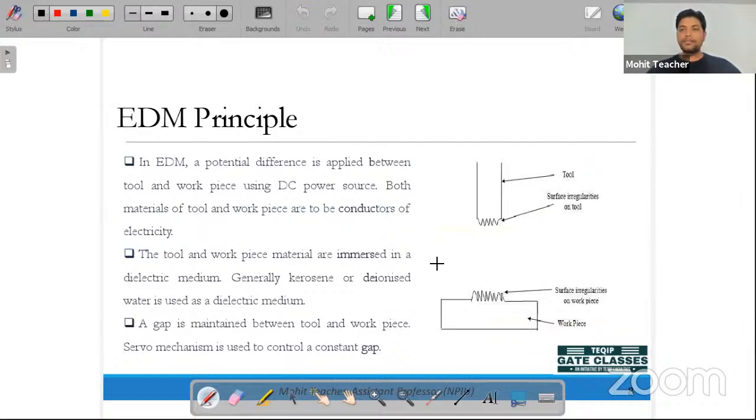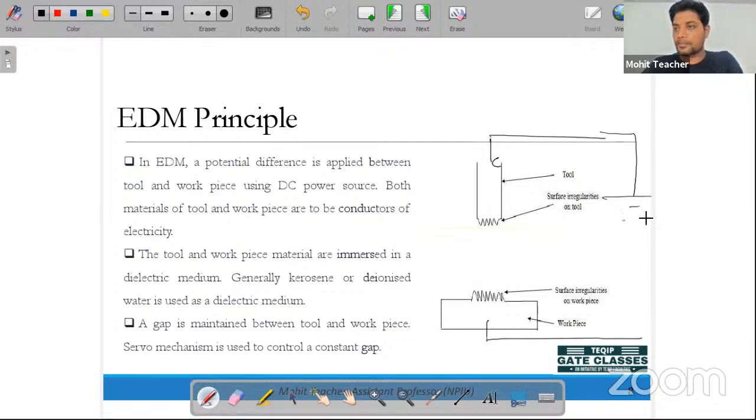So next is the principle. So this was the literature survey. Now let's move to the principle. The principle is, if this is the tool, it is connected with the power supply, the DC power supply. This side is connected with the negative side, meaning the cathode. And on this side is the workpiece, and we are making it the anode. So that is the positive side.